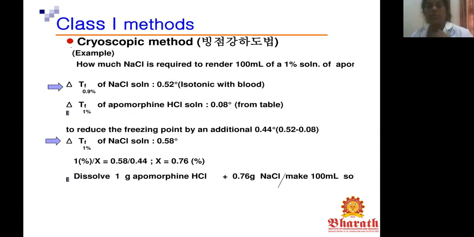Class 1 method, cryoscopic method. How much NaCl is required to render 100 ml of a 1% solution of apomorphine HCl isotonic with the blood? Delta Tf is equal to that of NaCl, isotonic with the blood. Tf of the apomorphine HCl, from the table, we have taken as 0.08. So to reduce the freezing point by the addition of 0.44, delta F is equal to that of the NaCl solution of 0.58. So dissolve 1 gram of apomorphine HCl plus 0.76 gram NaCl to make 100 ml of solution.